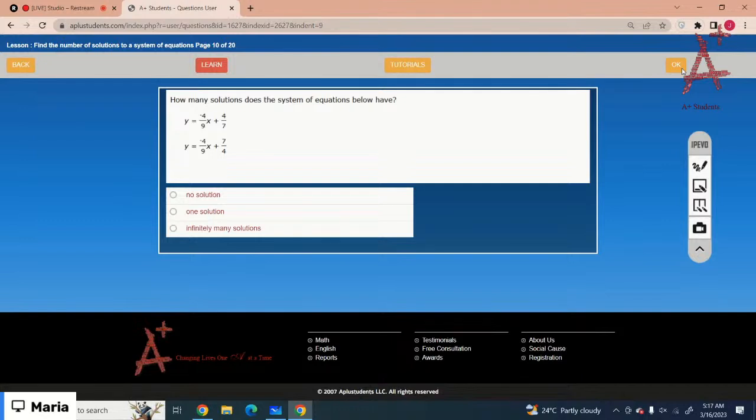Okay, y equals negative 4 over 9x plus 4 over 7 and y equals negative 4 over 9x plus 7 over 4. So both the equations have same slope and different y-intercept. So when the equations have same slope and different y-intercept, that means the system has no solution. Got it?